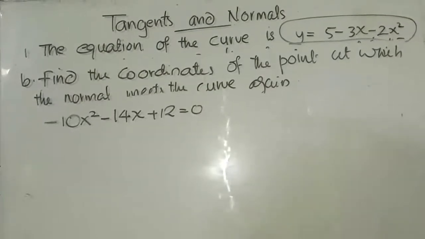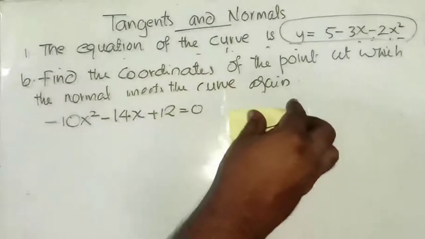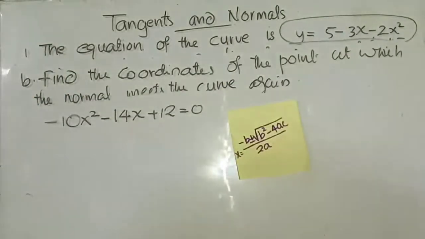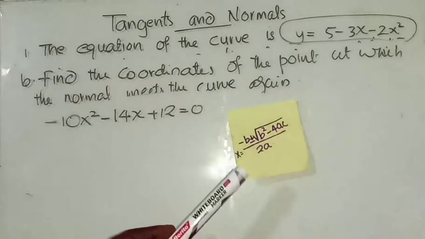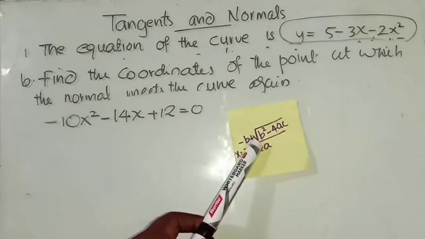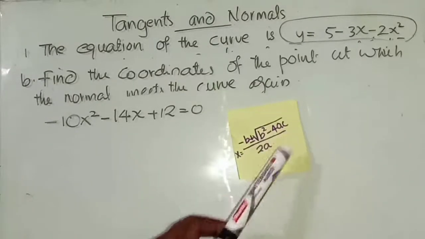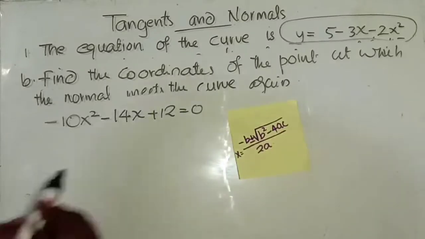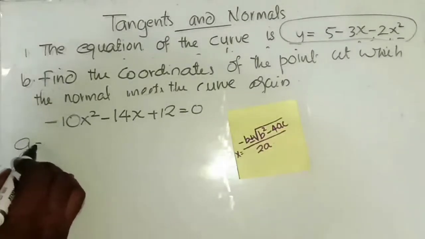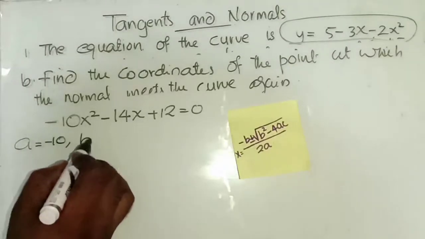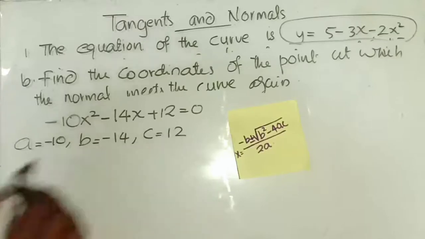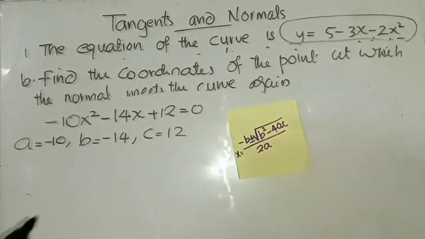To solve this quadratic equation, I'm using the quadratic formula, which is x is equal to minus b plus or minus square root of b square minus 4ac, by 2a. Where a is minus 10, b is minus 14, and c is 12. So let's solve this equation.